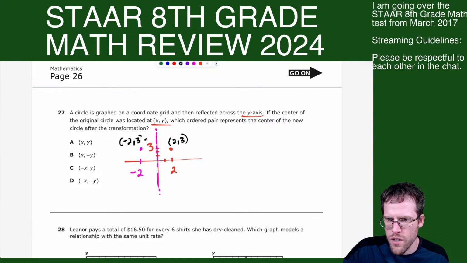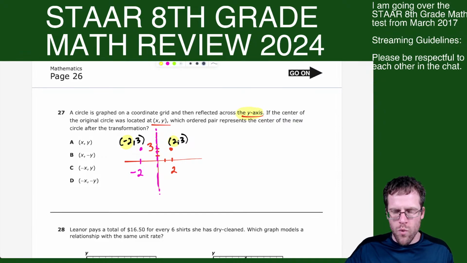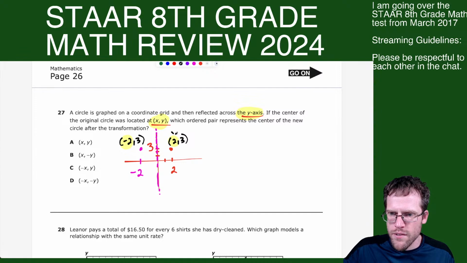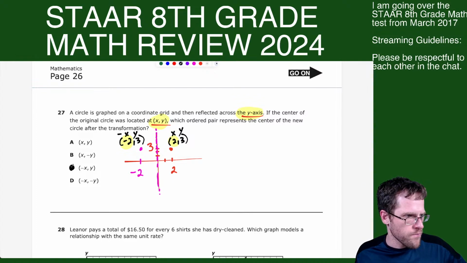And then ask yourself what changed. The x-coordinate changed. A common mistake here is people hear y-axis and they try to change the y. But no, when you reflect over the y-axis, the x-coordinate changes signs. So the point x, y, if you think of this as x and this as y, the x would change signs, so it would become minus x comma y. Okay, so we're looking for minus x comma y, which matches up with choice C. All right, that's our answer.